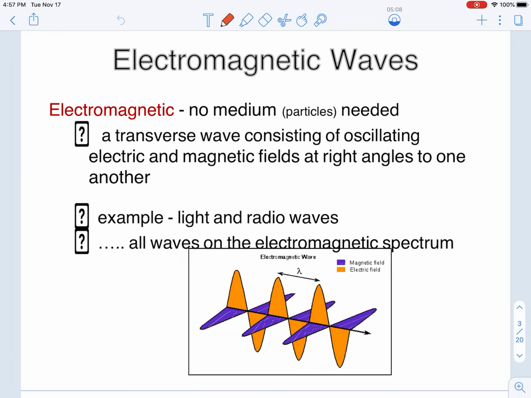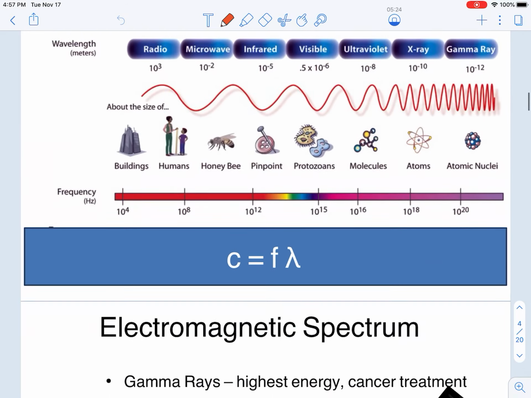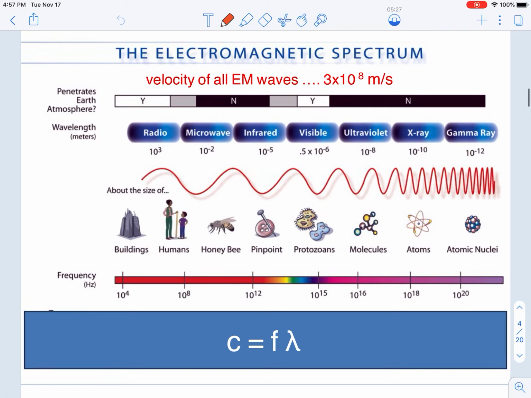Some examples of electromagnetic waves, as I've already mentioned, are going to be light waves, and then really anything on that electromagnetic spectrum. So radio, X-rays, gamma rays, infrared, ultraviolet, microwaves, all of those are going to be electromagnetic waves composed of oscillating magnetic and electric fields that are perpendicular to each other.